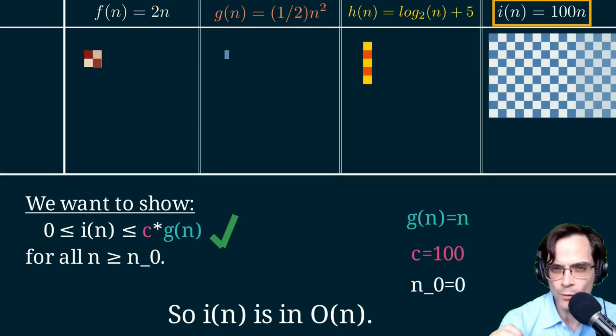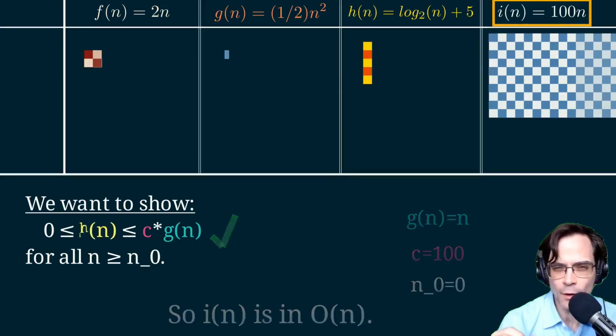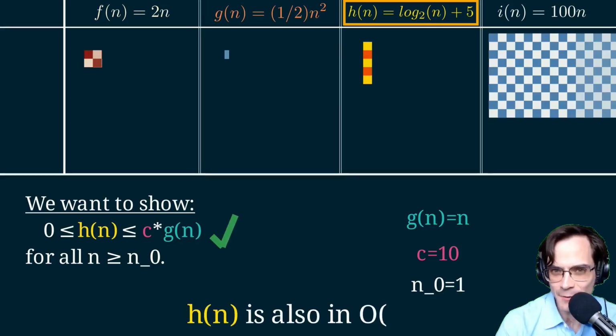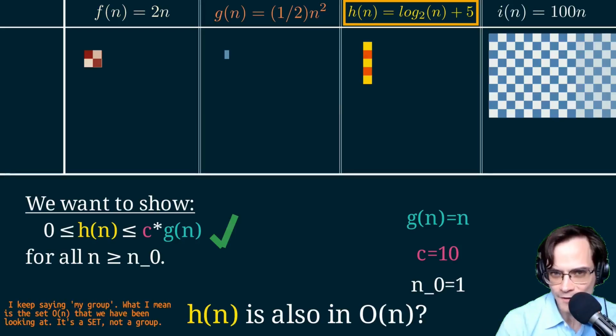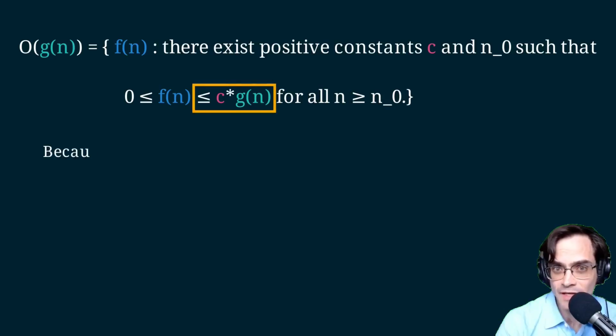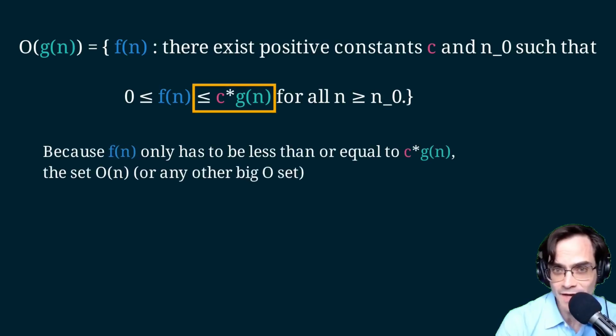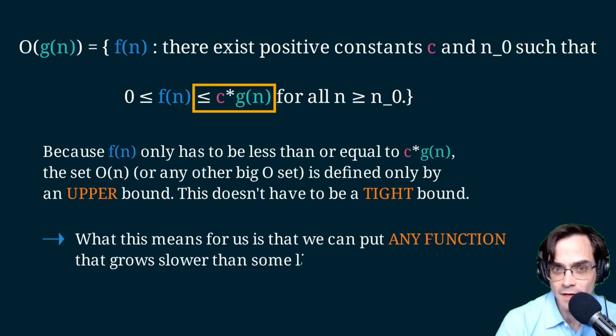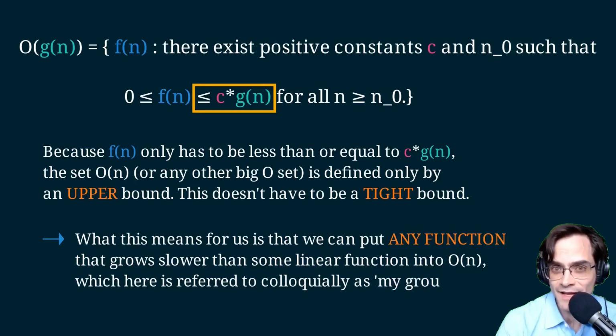Now some of you who are really paying attention might notice that I can also get h of n into my group. I can choose c to be 10, then h of n meets the inequality, and I can stick this log n plus 5 into my group. Now that probably surprises some of you, but O of n, as it's defined in a textbook, is just an upper bound. It doesn't have to be a tight upper bound, so I can put stuff that's definitely less than some linear function, like log n, into my group.